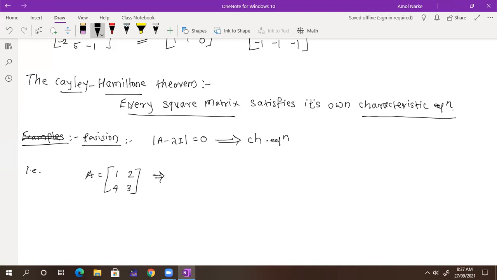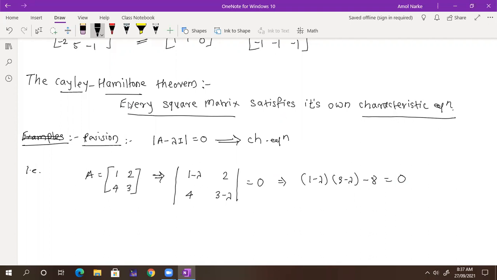So the characteristic equation is the determinant of A minus lambda I. Here I is the 2 by 2 identity matrix, so on the diagonal we have only lambda, lambda. So I can write 1 minus lambda, here 2 as it is, here 4 as it is, here 3 minus lambda, and I find that determinant equal to 0. So (1 minus lambda)(3 minus lambda) minus 8 is equal to 0. If you solve this, what do you get?